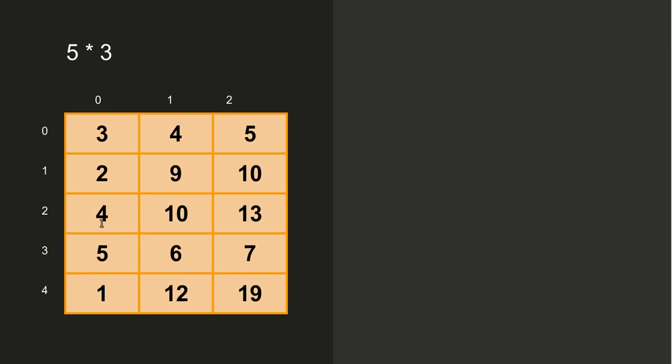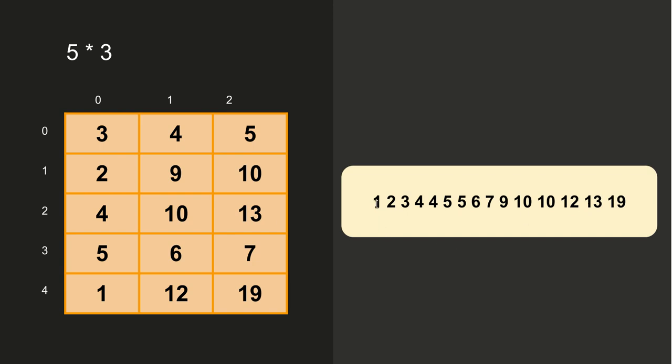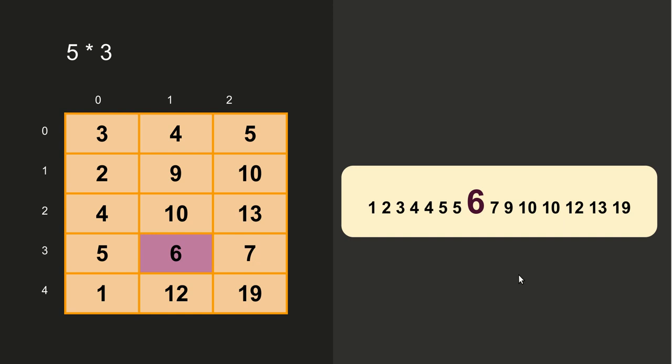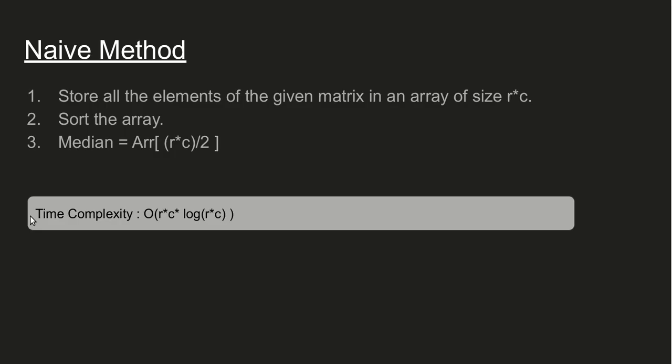For example, consider this matrix of size 5 cross 3, that is of size 15, which is odd. Each row of this matrix is sorted. If we have to find the median of this matrix, we consider putting all the elements of this matrix in an array and sorting that array. So the median for the sorted form can be easily found to be the middle element of this. So we conclude that the median for this matrix is 6.